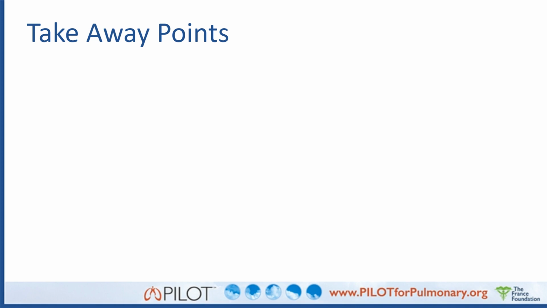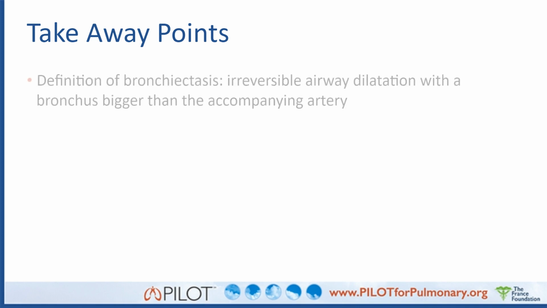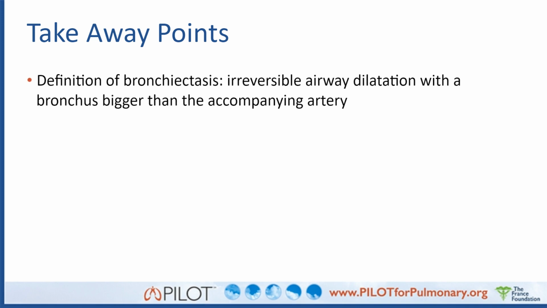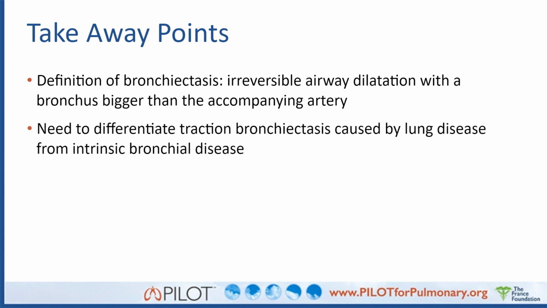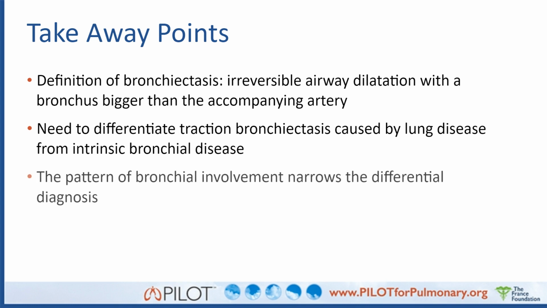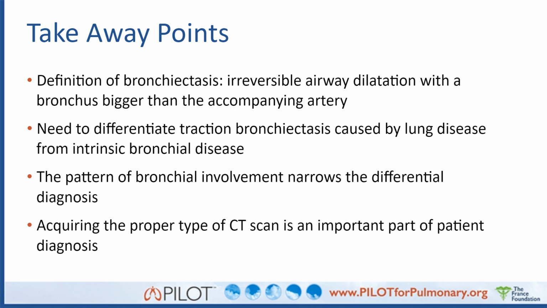The takeaway points of our talks are bronchiectasis is irreversible airway dilatation with bronchus bigger than its accompanying artery. We need to differentiate traction bronchiectasis, which is caused by a disease of the lung itself, from intrinsic bronchial diseases. The pattern of the bronchial involvement narrows the differential, whether it is central or peripheral, whether it is focal or diffuse, whether it's upper lobe or lower lobe predominant. And we need to get the proper CT scan if we're going to do our best to make the correct diagnosis.